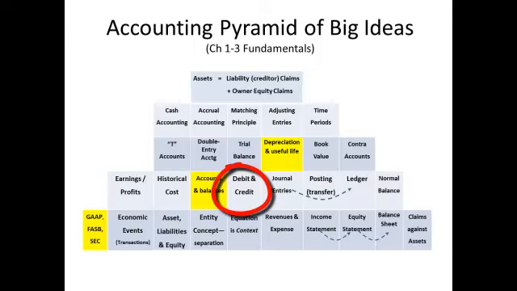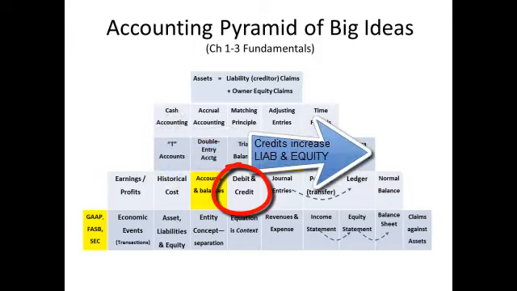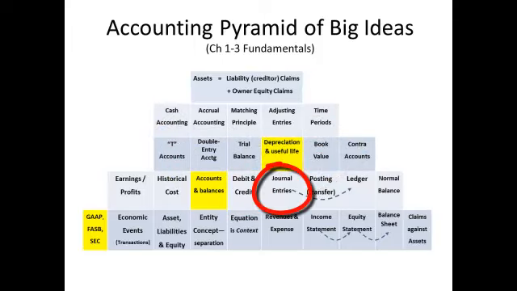Here's the key. The asset category on the left side of the equation increases with debits. Debits means left. The two categories on the right side of the equation increase with credits. Credit means right. Journal entries.